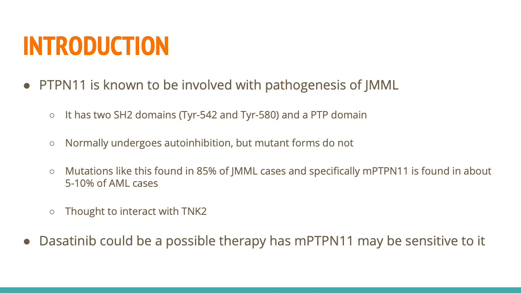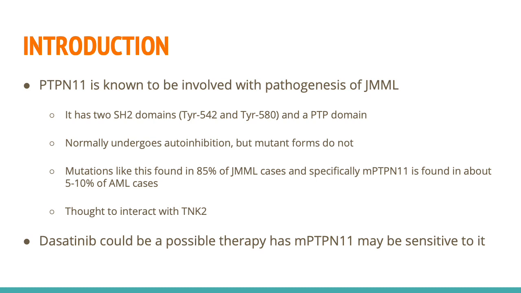PTPN11 is known to be involved in the pathogenesis of juvenile myelomonocytic leukemia, which will henceforth be referred to as JMML. This is a leukemia that begins in blood-forming cells in bone marrow. PTPN11 is also involved in acute myeloid leukemia, which is going to be called AML.